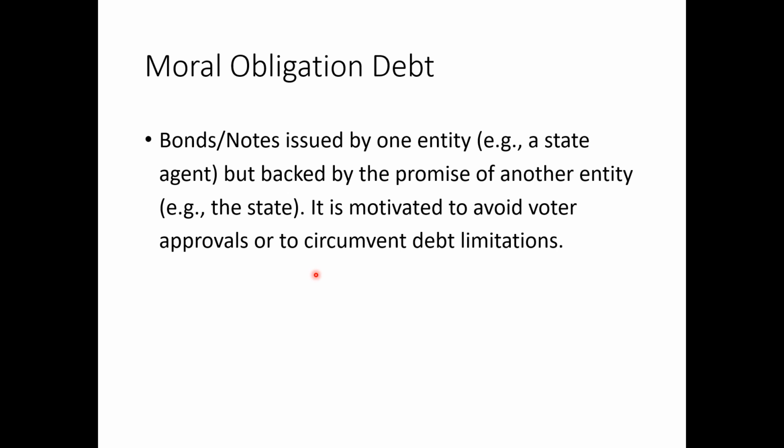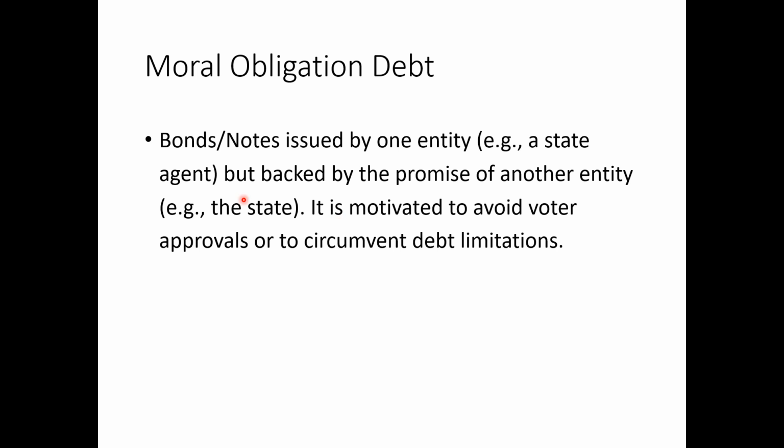When there's a default, this kind of promise, for example from the state, is not enforceable. Bondholders cannot ask money back from the state. They have to go to the state agency who borrowed the money. And for the state itself, there's just a moral obligation, which is not enforceable.